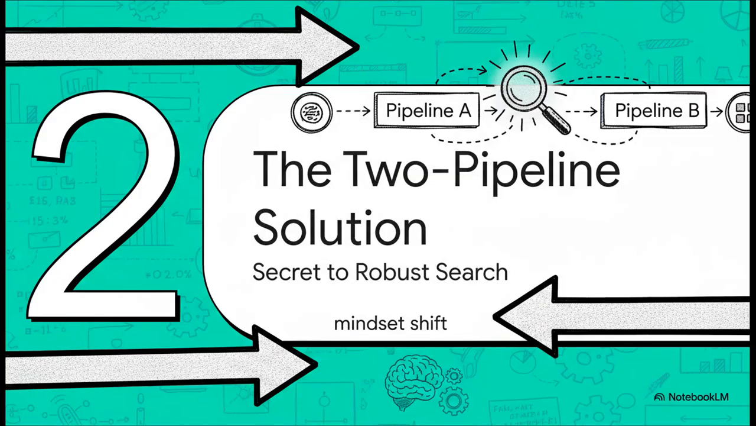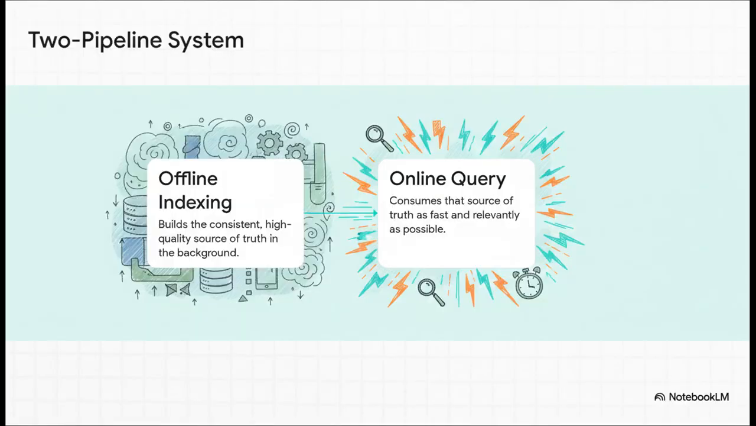So how do we fix this whole mess? The secret, it turns out, is a fundamental shift in how we think about the architecture. A truly robust search system isn't one single process. Nope, it's two totally distinct pipelines working together in harmony. And getting your head around this change, well, that's everything. This breaks down the core idea perfectly. Think of it like a restaurant. The offline pipeline, that's the kitchen crew. They spend hours prepping ingredients, getting everything perfect, creating that source of truth.